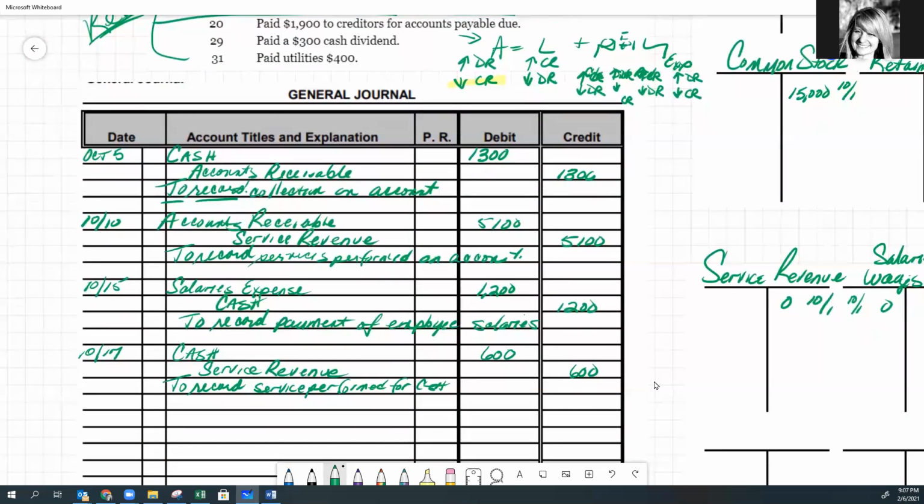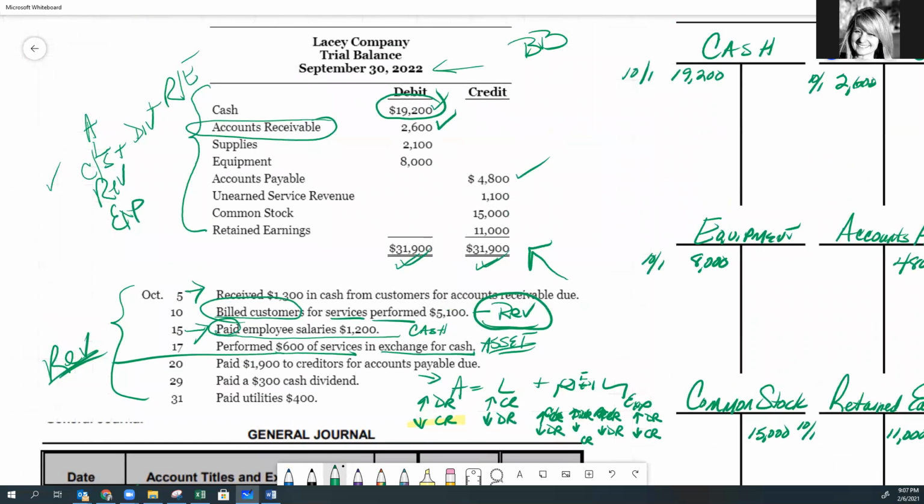Okay, so let's move on to the 20th. On the 20th, we paid $1,900 to creditors for accounts payable due. So if we look up here at our trial balance, we will see that we had a balance, accounts payable, and we owed $4,800. So we're going to make a partial payment on that. We're going to pay $1,900. So after we make the payment, we will no longer owe $4,800. We're going to owe $4,800 less $1,900.